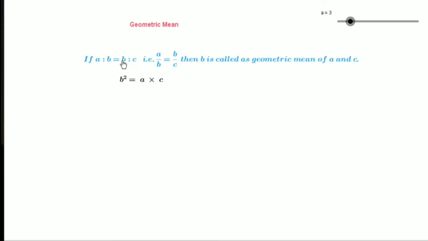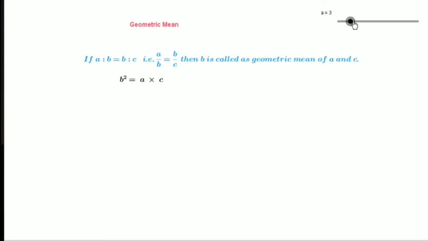So if there is a relation like B square is equal to A into C, that is, the product of the extreme terms is equal to the square of the mean proportional, then we say that B is the geometric mean of A and C, which we studied in standard 9. So if A, B and C are three numbers and the square of B is equal to the product of A and C, then B is called the geometric mean of A and C. That is the meaning of geometric mean.